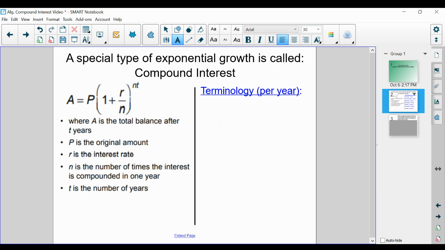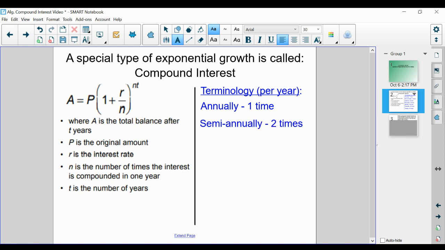But let's talk about the terminology that we're going to have to know that's not included in your guided notes. Please make sure we're copying these down or thinking about how we would apply these. When we talk about compounding, n is the number of times the interest is compounded in 1 year. There are a lot of different phrases we're going to hear. Annually means 1 time per year. So if you are compounded annually, it happens once a year.